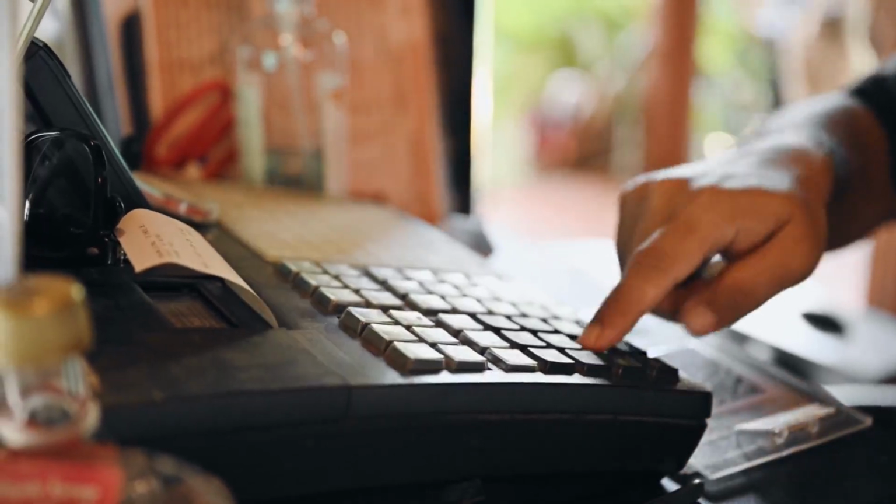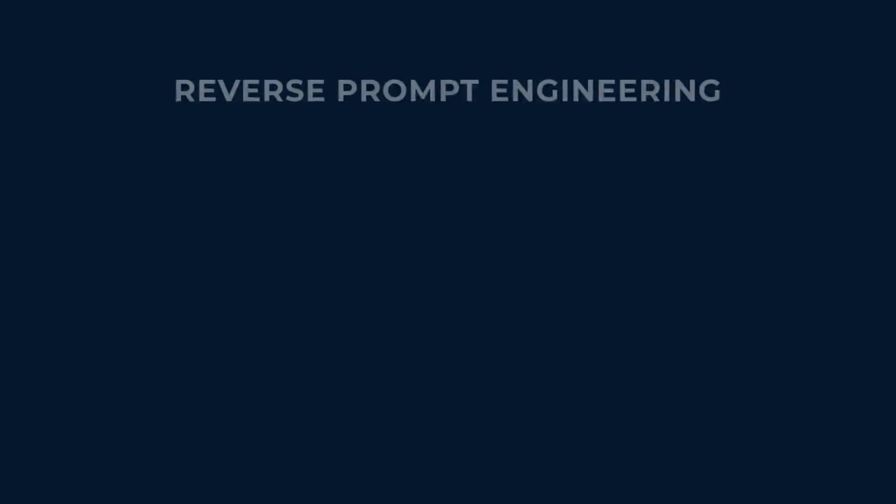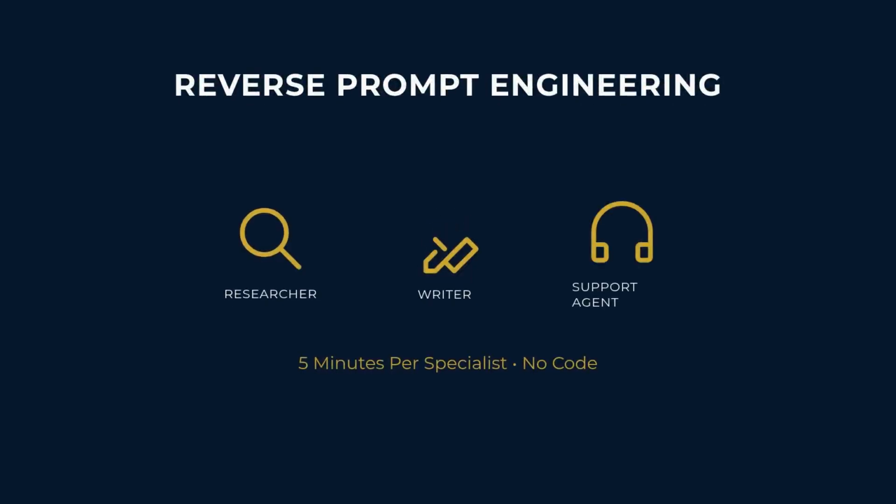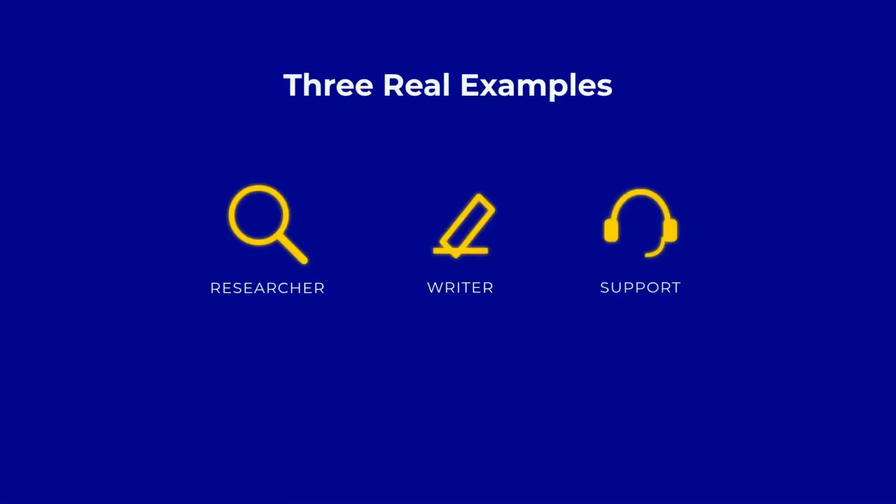Making AI specialists with OpenClaw works the same way. The technique is called reverse prompt engineering. 5 minutes per specialist, no code. Let me show you 3 real examples.